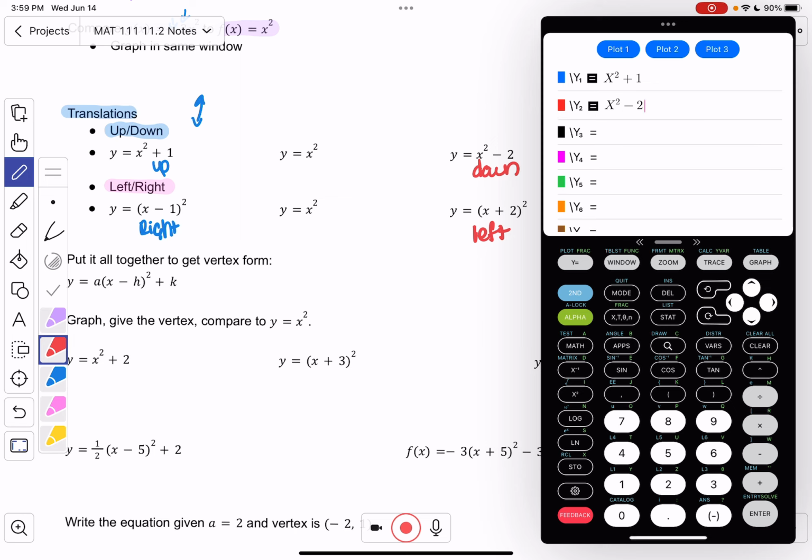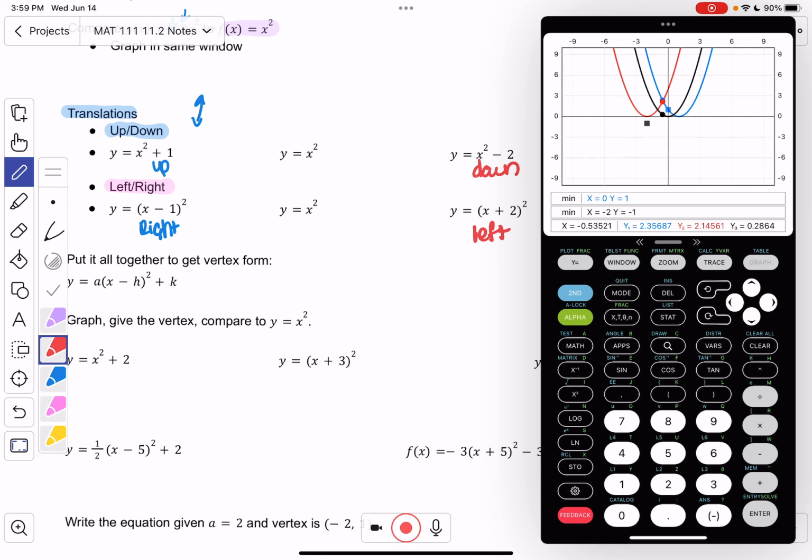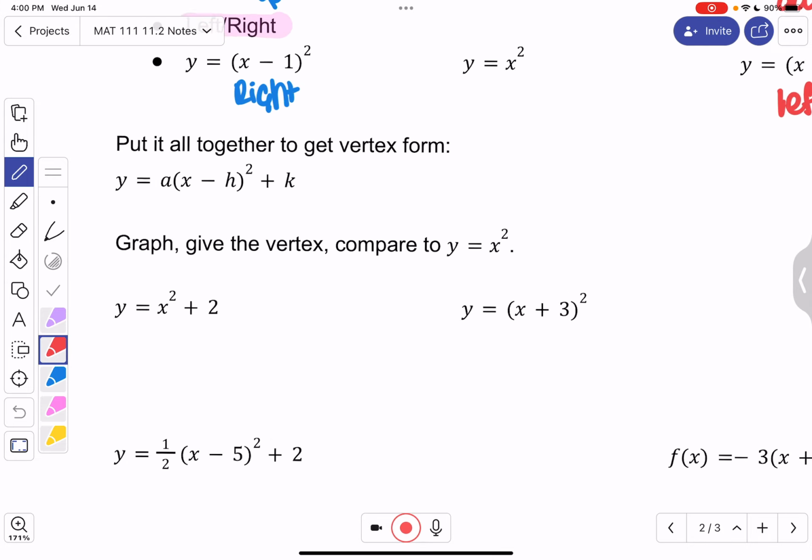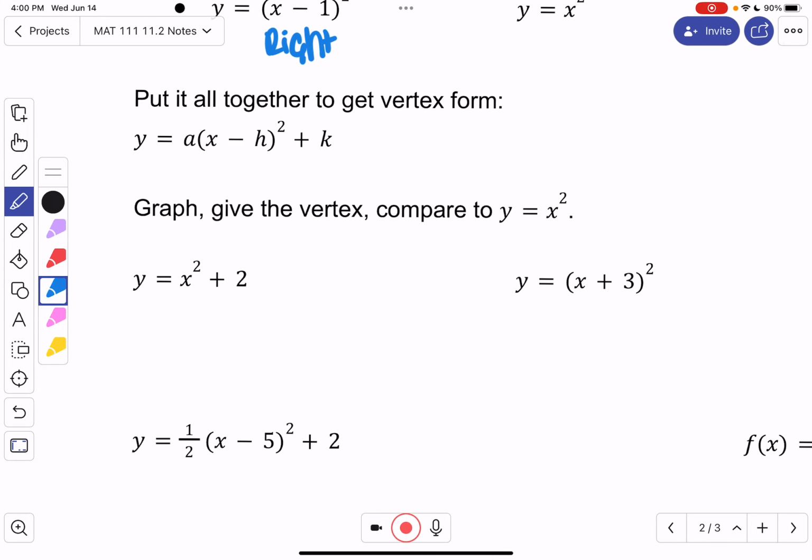Oops, I don't know why I deleted that one. Clear. All right, so we have x minus 1 squared, and then we have x plus 2 squared, and then for reference, we have x squared. So the blue one has moved right, the red one has moved left. It's the opposite. That's the biggest thing to remember: when you're in the parentheses, you do the opposite of what you'd expect. If we put those 3 pieces together, we have the vertex form of the equation.